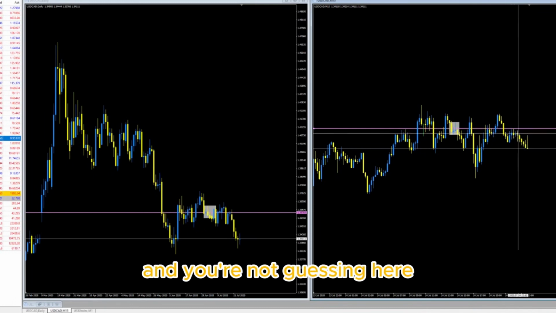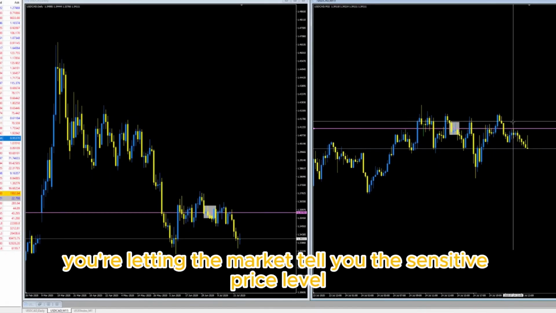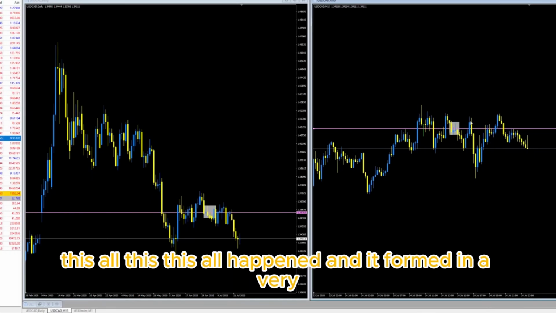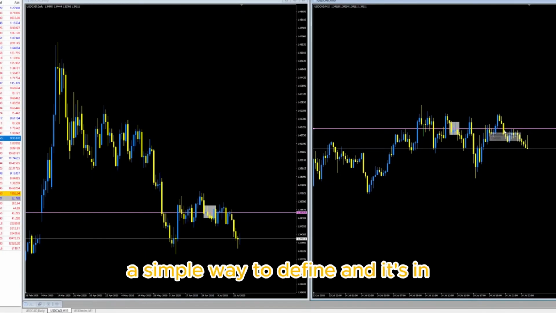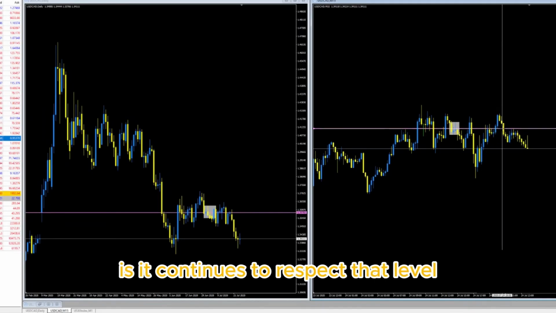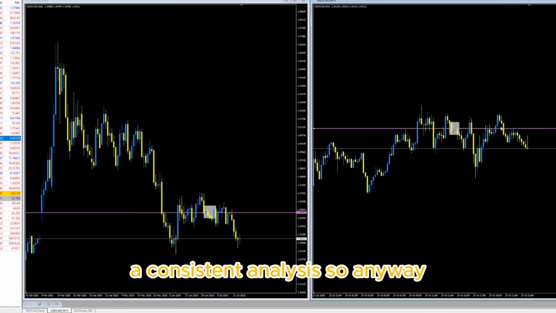And you're not guessing here. That's what I really want you to get from this. You're not guessing. The price action has confirmed this. You're letting the market tell you the sensitive price level. You're not going to impose your thoughts and beliefs on the market. This all happened, and it formed in a very simple way to define. And what goes on with the price action is it continues to respect that level, because it is one of those sensitive levels that you can use for a consistent analysis.